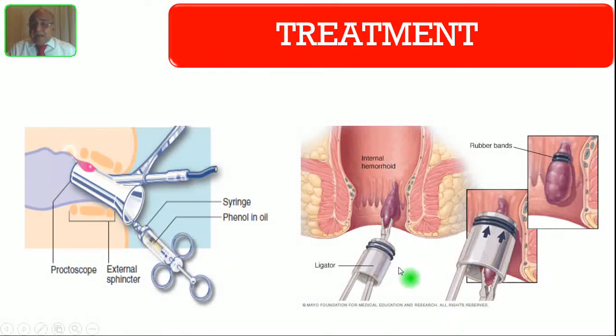And this is the Barron's banding. You have to catch hold of the internal hemorrhoid, and this is the band. This you have to apply over the pedicle of this hemorrhoid. So this hemorrhoid will become necrotic and it will fall off.